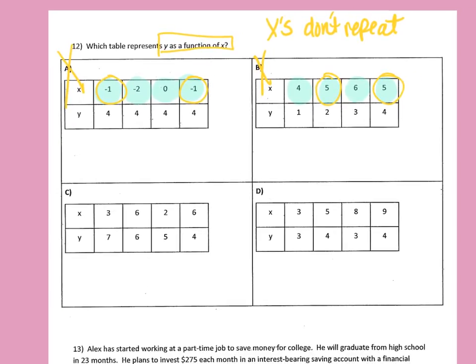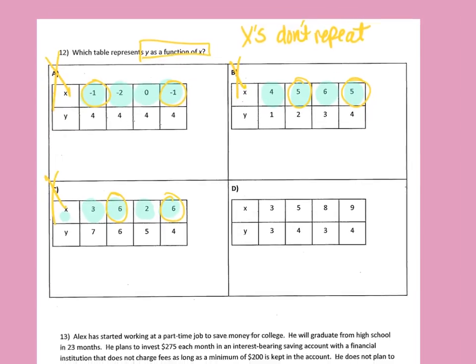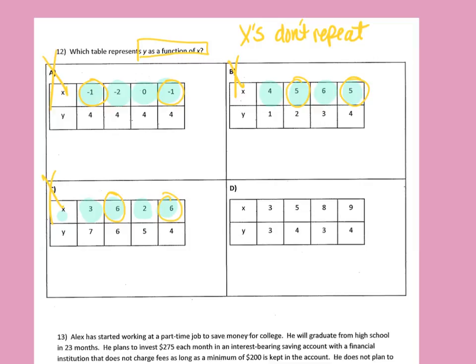Number C, just looking at your x values, remember 3, 6, 2, 6. I've got 2 6's, so it can't be C. And then on D, we've got 3, 5, 8, and 9. So none of those numbers repeat. That's got to be our answer.